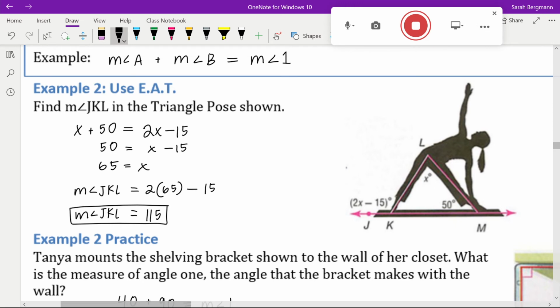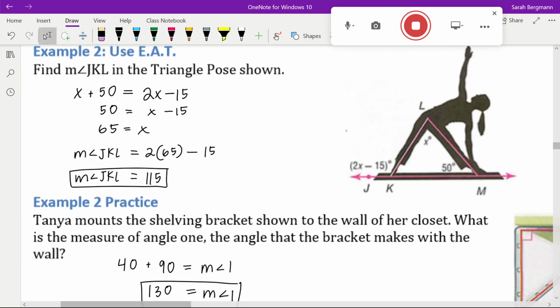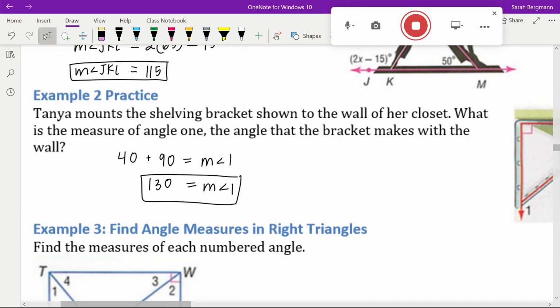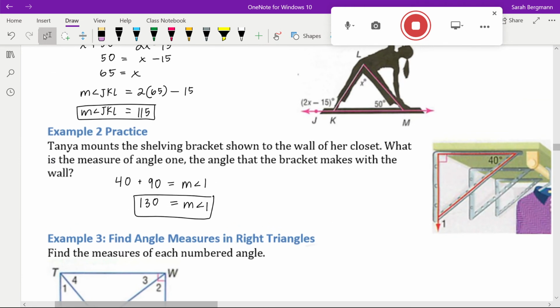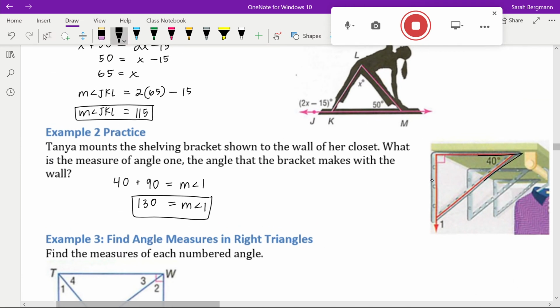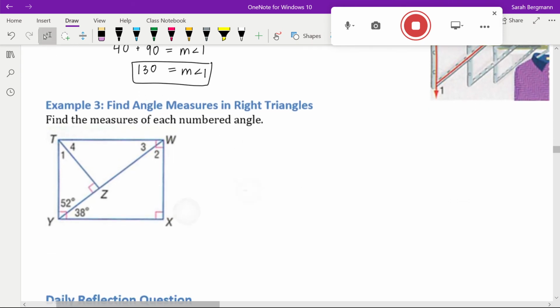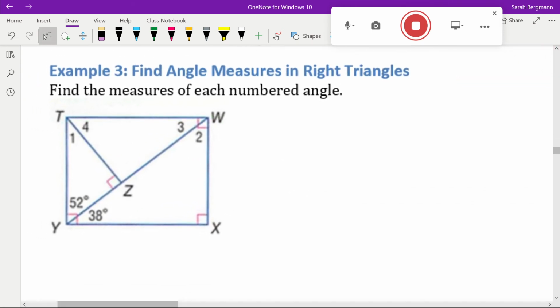Pause the video and try the practice problem below. Here's the correct answer. 40 and 90 are the interior angles that are remote for angle 1. So if you add them, they should have a sum that adds up to the measure of angle 1. Let's try one more problem together.